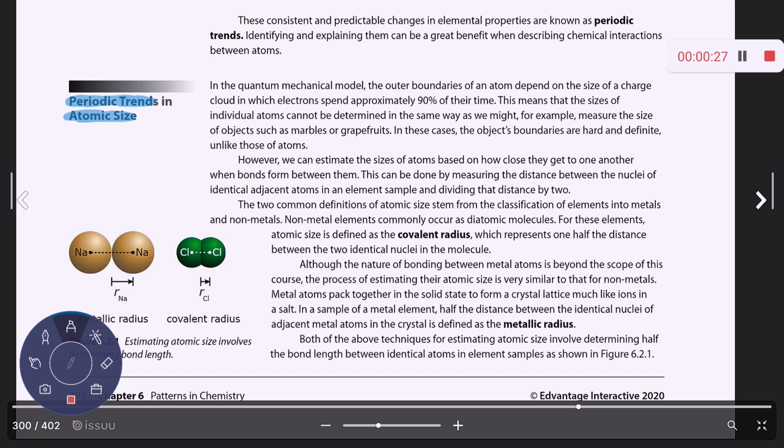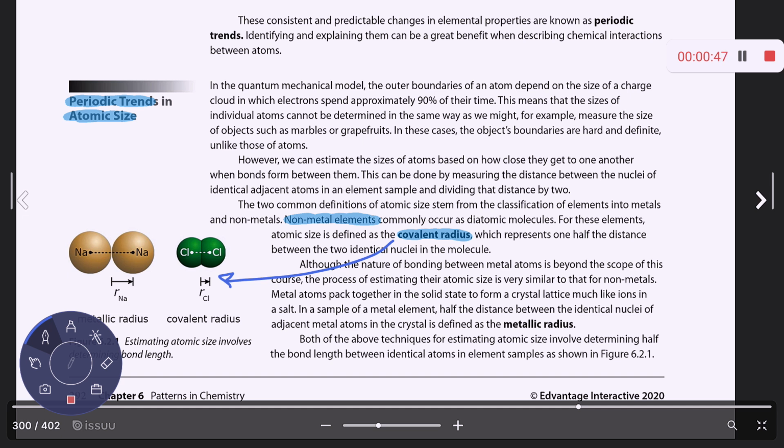If I'm talking about two nonmetals attached to each other, and I take the distance between their nuclei and I divide it in half, that's a covalent radius. An example of that would be here. I've got two chlorines attached, take the distance between their nuclei, divide it by 2.